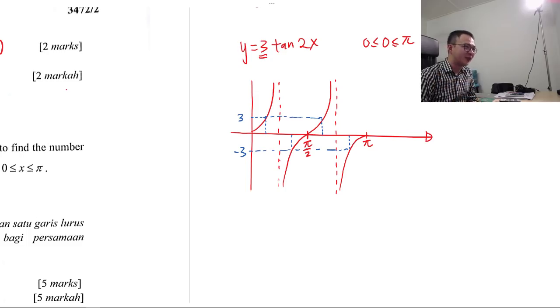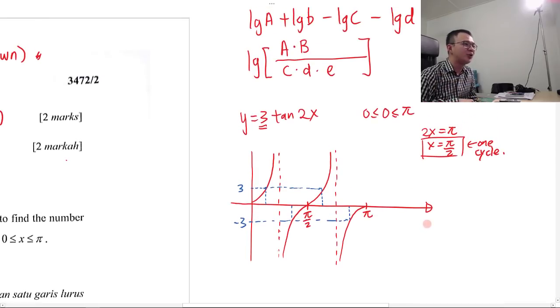So for tangent, what I will always do over here is, no matter how many x here, it will always equal to pi. This is something fixed already, it will always equal to pi. Then you just divide it, then you should easily know about your 1 cycle.